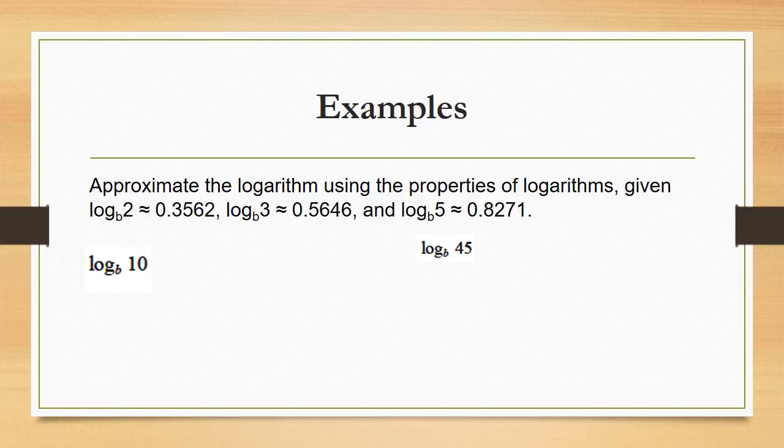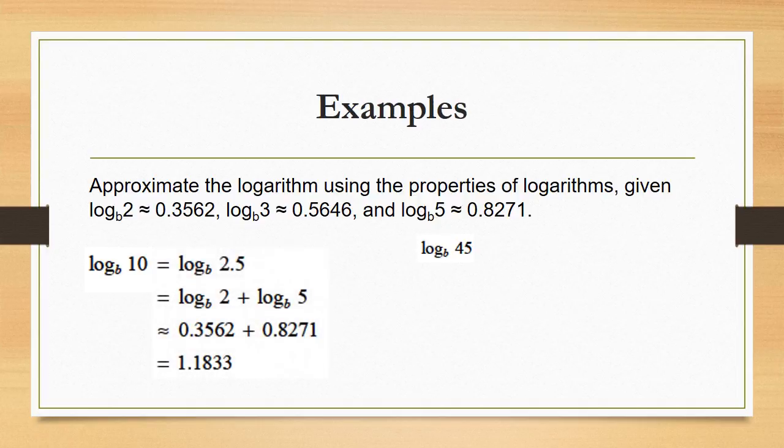I'll give you a hint. If you're having problems with this, 10 you're going to write as 2 times 5, and 45 is 9 times 5, which is 3 squared times 5. If you needed a push and now you need to pause to try it out, then go ahead and pause, and if not, keep playing and we'll go over the answer.